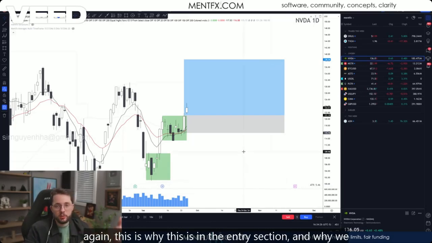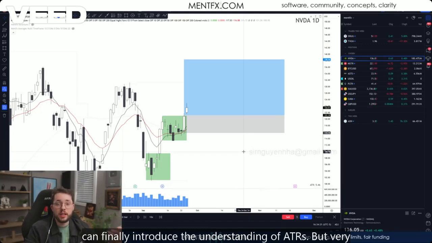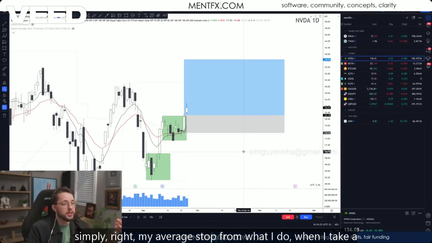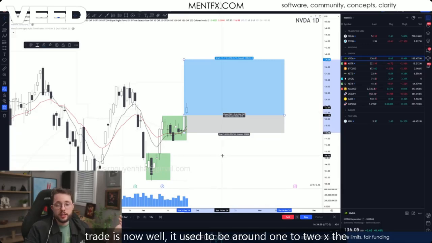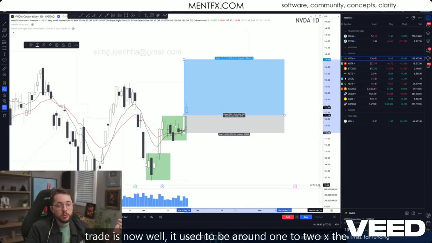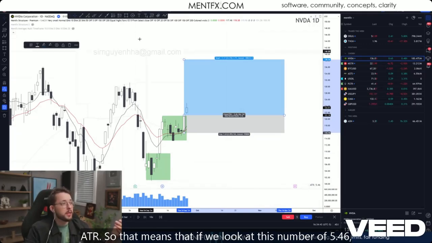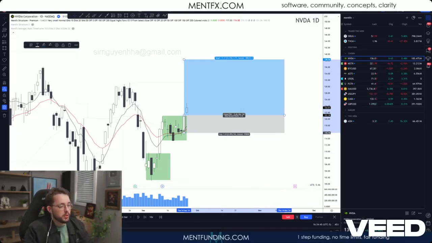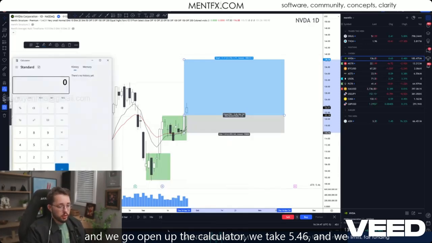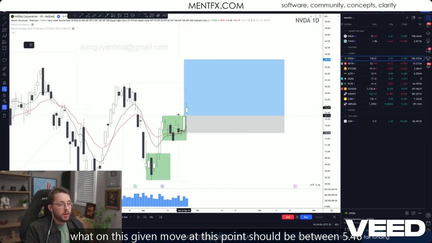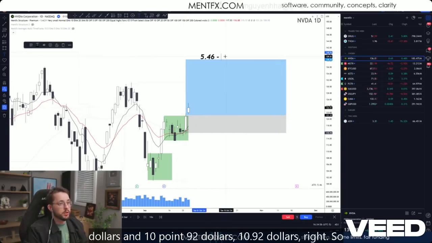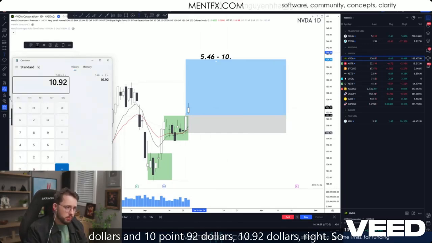So this is why this is in the entry section and why we can finally introduce the understanding of ATRs. But very simply, my average stop from what I do when I take a trade used to be around 1 to 2x the ATR. So if we look at this number of 5.46 and we open up the calculator and multiply that by 2, all my stops, no matter what, on this given move at this point should be between $5.46 and $10.92.